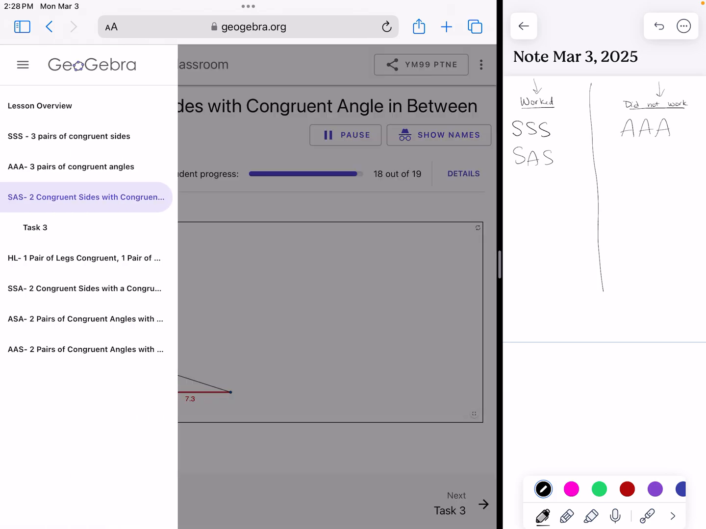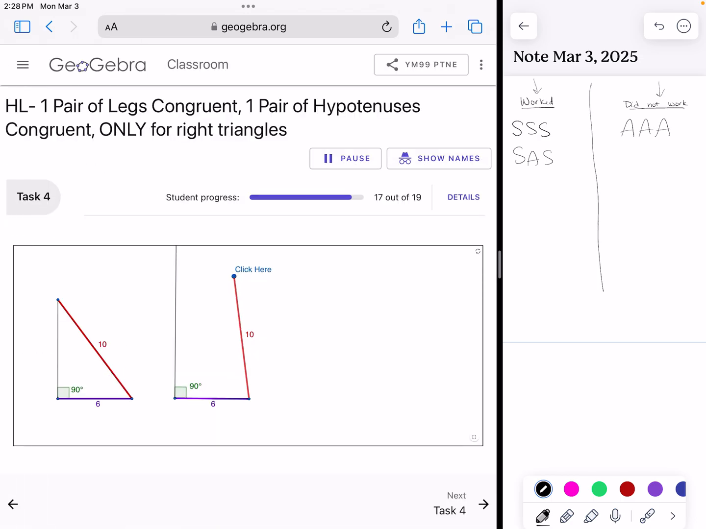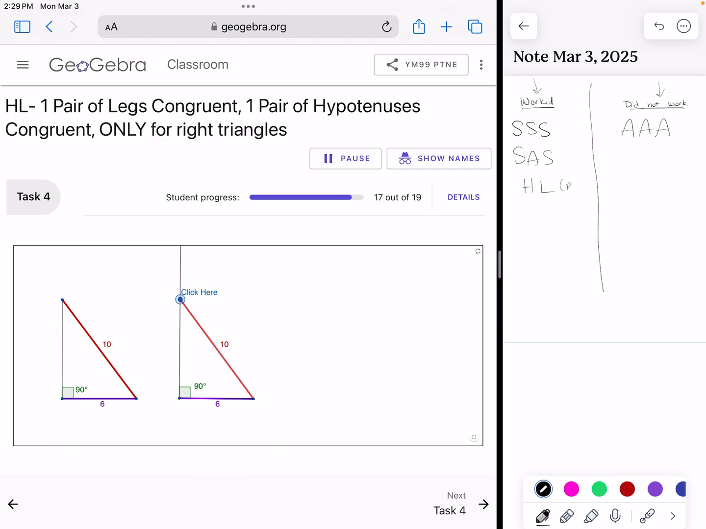Okay, so what if we had HL? HL is a special one because it's about right triangles. HL means that we have a hypotenuse right there, that 10, and we have a leg, which is one of the other sides. It doesn't matter which one. So if I have a 90-degree angle and I have the leg and the hypotenuse, can I make a different triangle? Well, if I try to come here, nope, it looks like I can only make the exact one that's on the page. So HL would also be one that works, and this is for right triangles only.